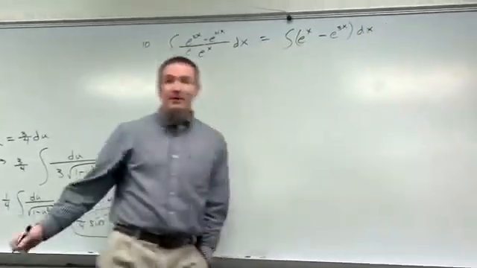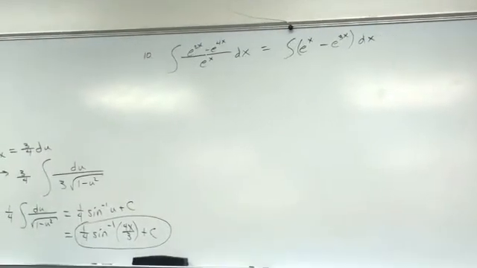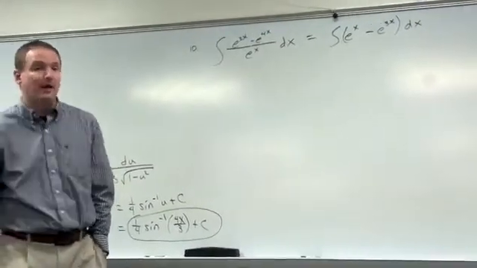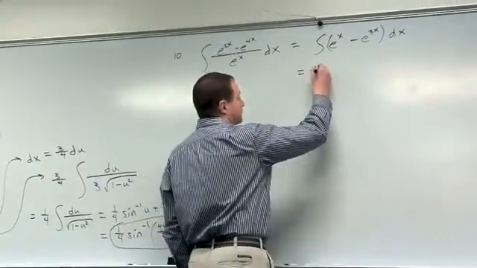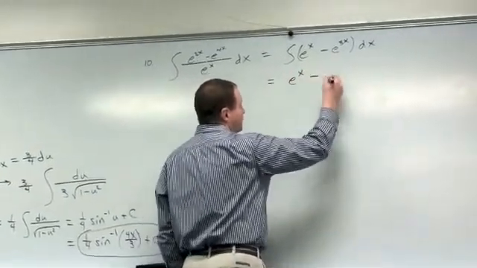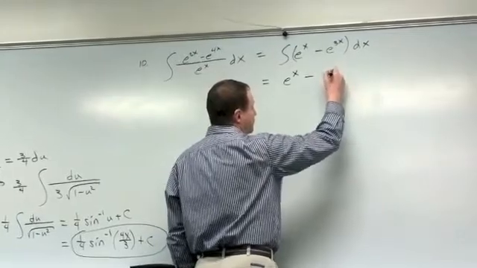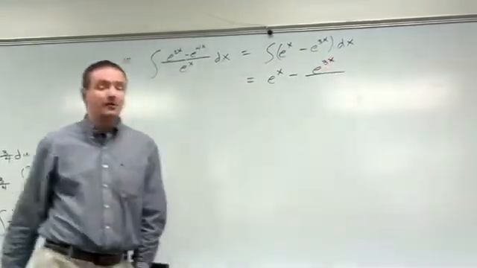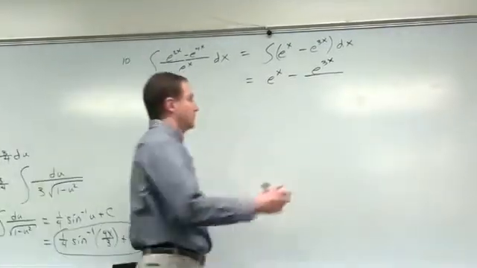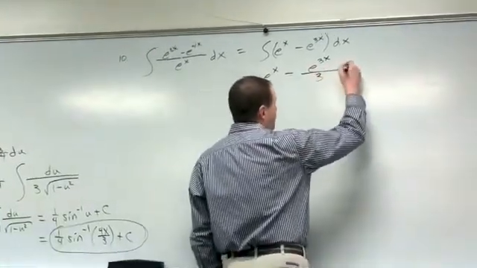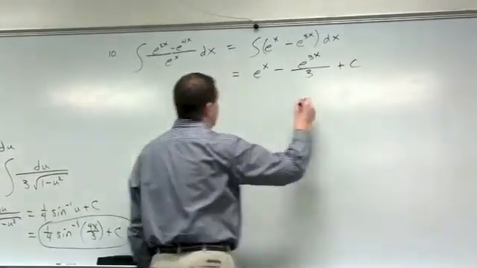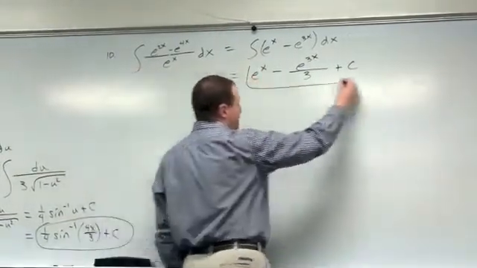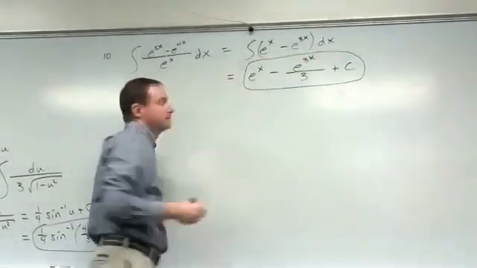Because now it becomes an easy integration problem. You just say, well, the integral of e to the x is e to the x. Minus the second one, the integral of e to the 3x is e to the 3x divided by the derivative of its exponent, 3, plus your constant of integration. And so actually I'm happy with that answer. I started to clean it up, but nope, I'm happy with that.